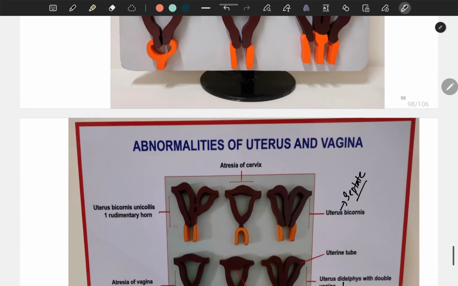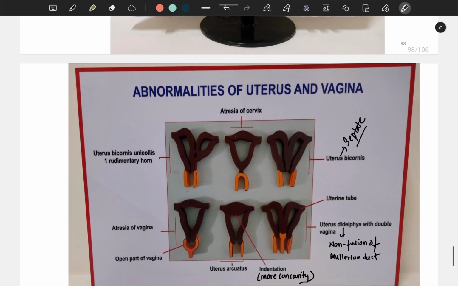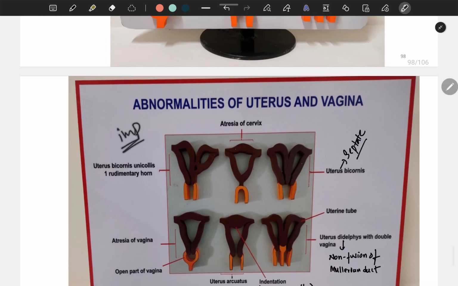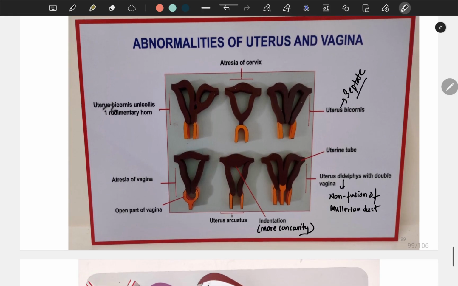Now coming to the abnormalities of the uterus and vagina. Important. The first abnormality is called uterus bicornis unicollis, with one rudimentary horn. Here bicornis means two uterus, but unicollis means only one vagina. One vagina, two uterus. Okay, this is called the first case.